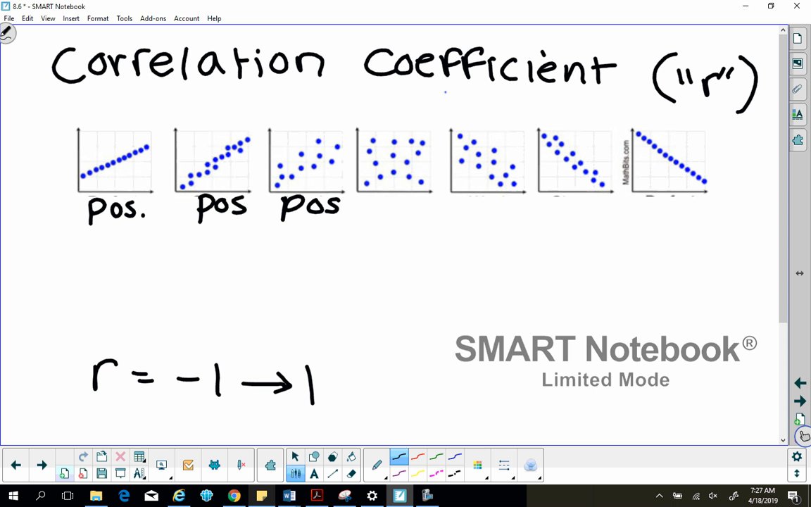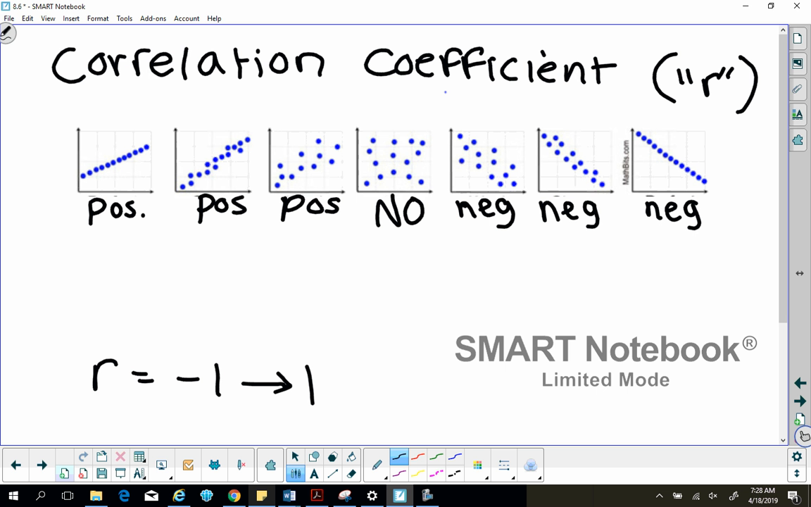What's this one going to be? Negative, because it's going down. This one? Negative. And this one? Negative. See how this one's all over the place? There's no pattern. It's just a bunch of dots. Yeah, this is no correlation. So the first thing, that positive and negative is just if it's going up or down. If it's going up, it's positive. If it's going down, it's negative.